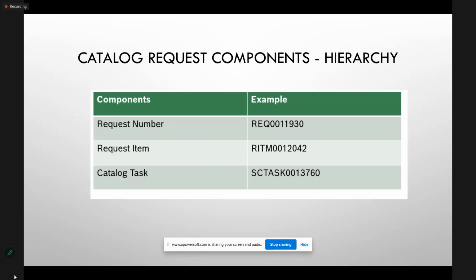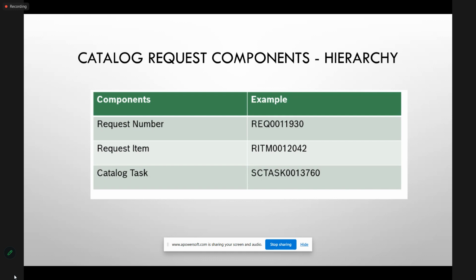So this is the hierarchy of request management. The request number will always be REQ, and one request number can have multiple items, like your one Amazon order can have multiple items. If you're placing an order, it will have toothpaste, brush, soap, a lot of things. So one REQ can have multiple RITMs, and one RITM can have multiple SC tasks. So the hierarchy is always REQ is the parent, RITM is the child, and SC task is the grandchild for the REQ and child for the RITM.